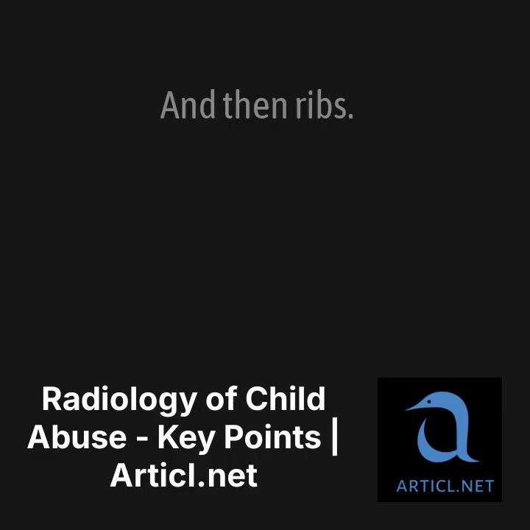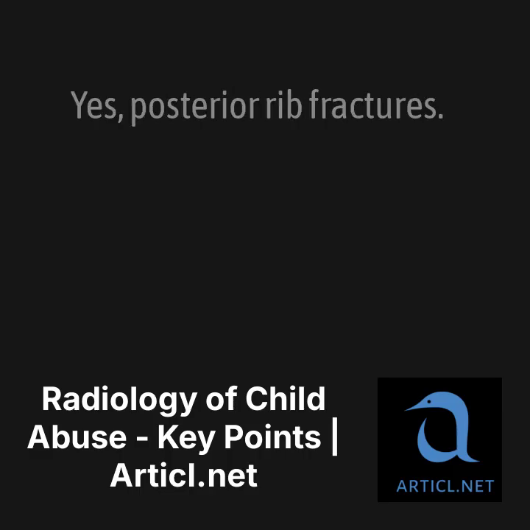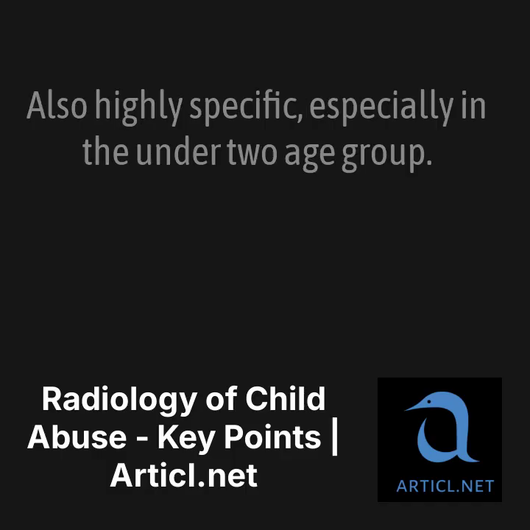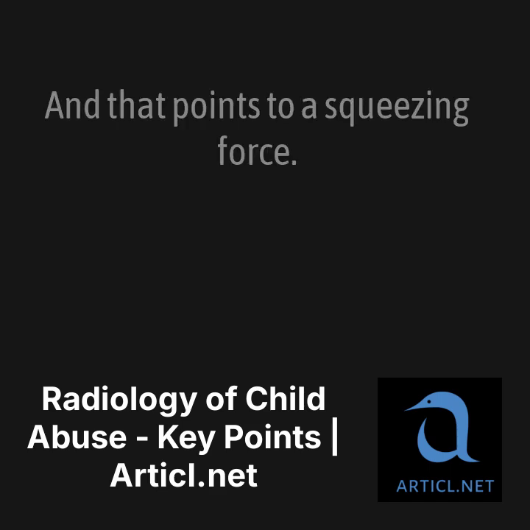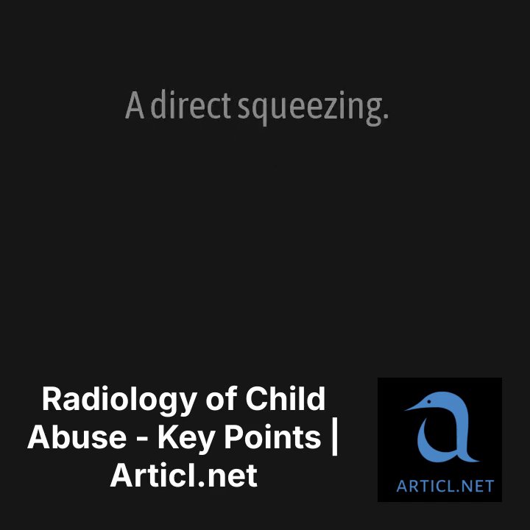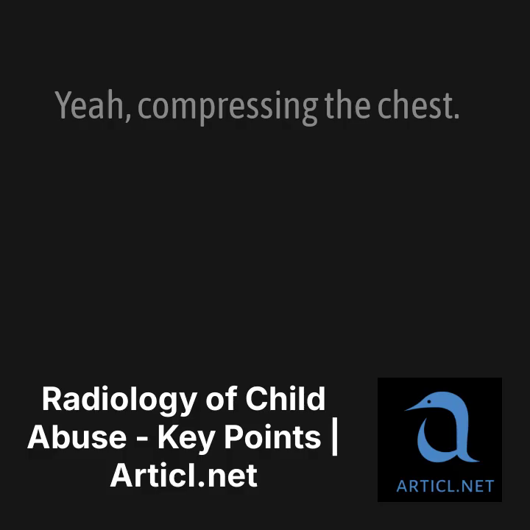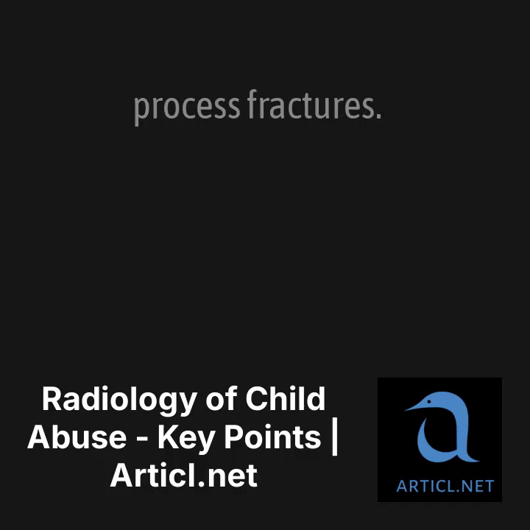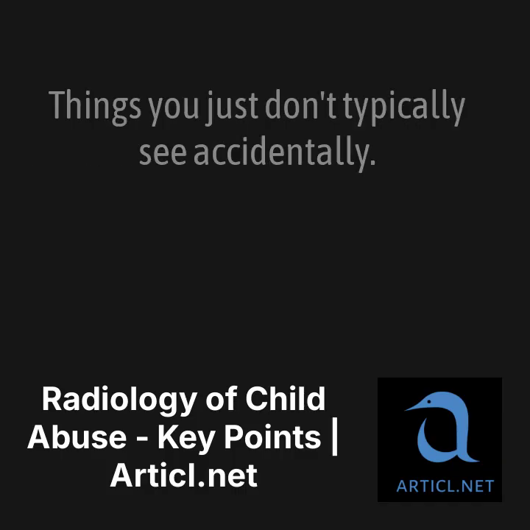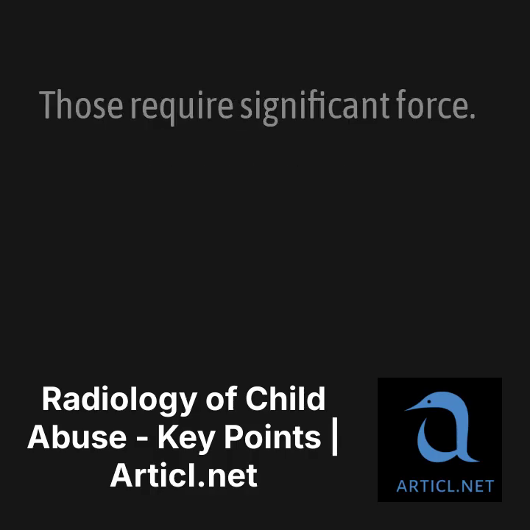Okay. And then ribs. Posterior ribs. Yes. Posterior rib fractures. Also highly specific, especially in the under 2 age group. We're talking an 80-90% positive predictive value for abuse there. Wow. And that points to a squeezing force. A direct squeezing, yeah. Compressing the chest. And we should also keep an eye out for scapular, sternal, spinous process fractures, things you just don't typically see accidentally. Right, those require significant force.